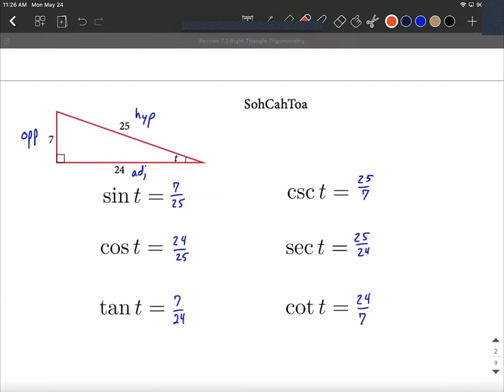So how I like to remember these is that an S and a C always get paired together. So sine and cosecant, cosine and secant also get paired together. Usually tangent and cotangent are pretty easy to remember that those two go hand in hand.